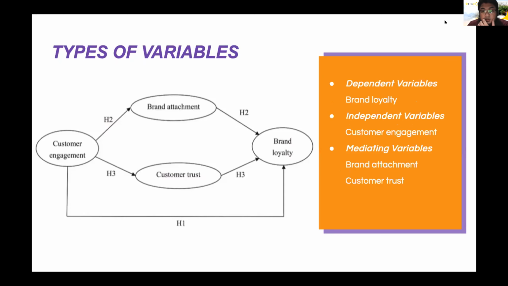And the types of variables: here there are 4 variables, as I said before. The dependent variable is brand loyalty, the one that is affected by the other variables. The independent variable is customer engagement. And the mediating variables are brand attachment and customer trust, as they function as the bridge between the dependent and the independent variables.